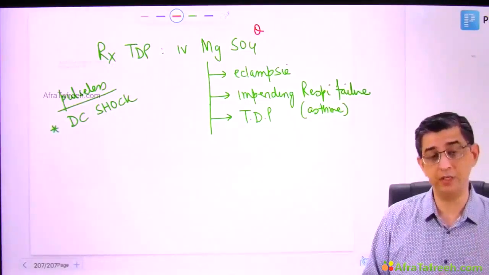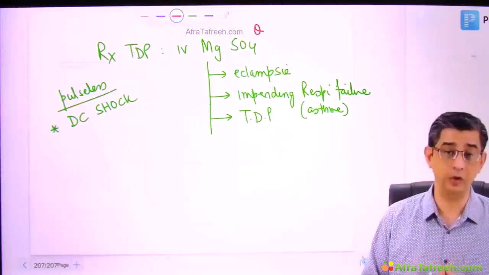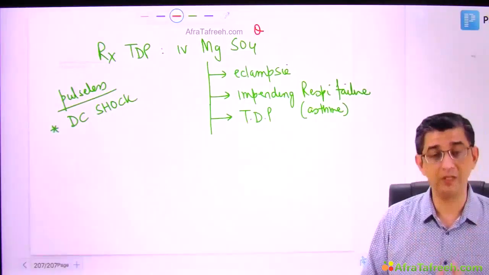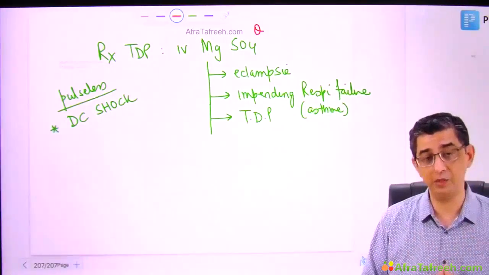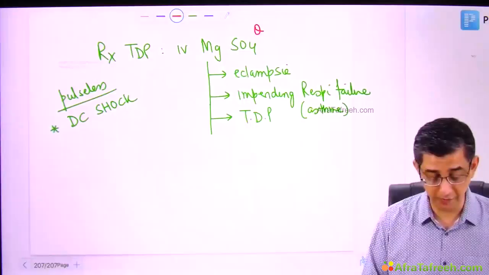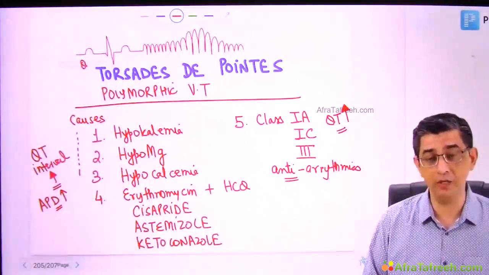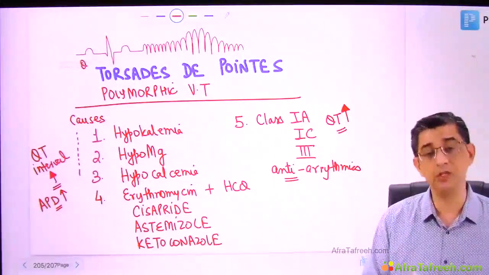When do you give synchronized? When do you give non-synchronized? But at the same time, drugs are also important. So the main take home messages from Torsades de Pointes MCQ per se will be one, QTC prolongation, and two, the usage of magnesium sulfate. And the third take home message would be the causes, because etiology normally is asked primarily for Torsades de Pointes only.